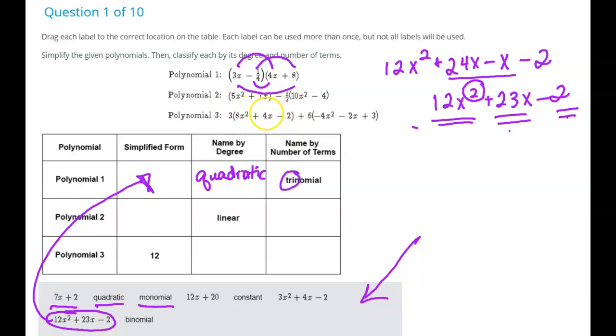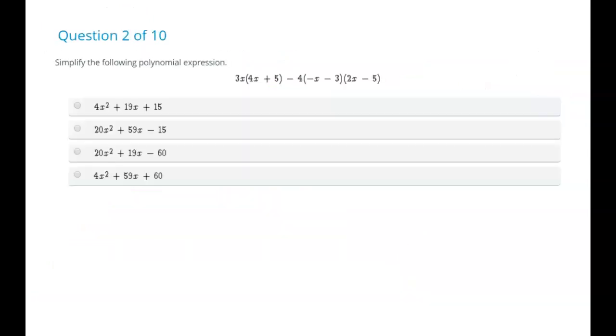Polynomial number 2 is subtraction, so you're going to need to distribute first and then combine your like terms. And for polynomial 3, you're going to distribute both trinomials and then combine your like terms. So I hope that helped with question number 1. Let's take a look now at question number 2.